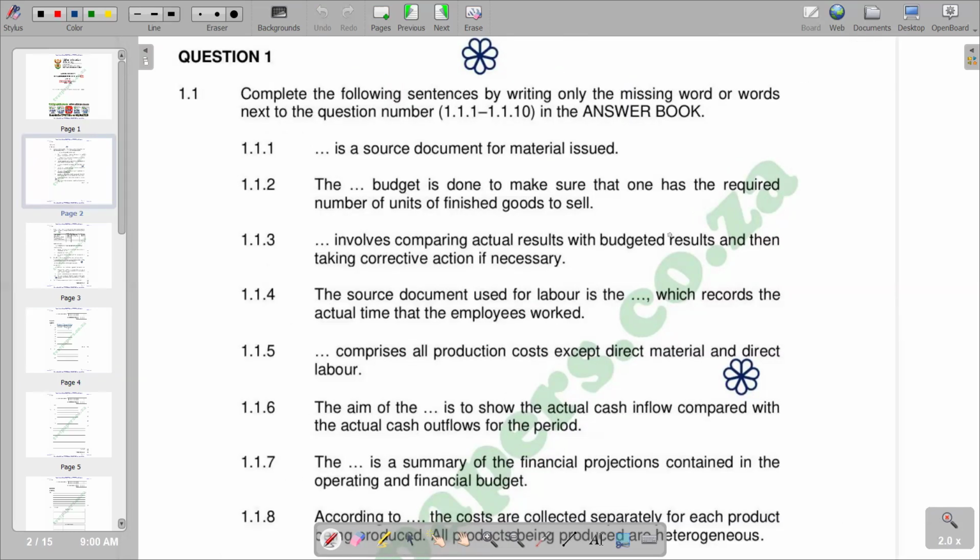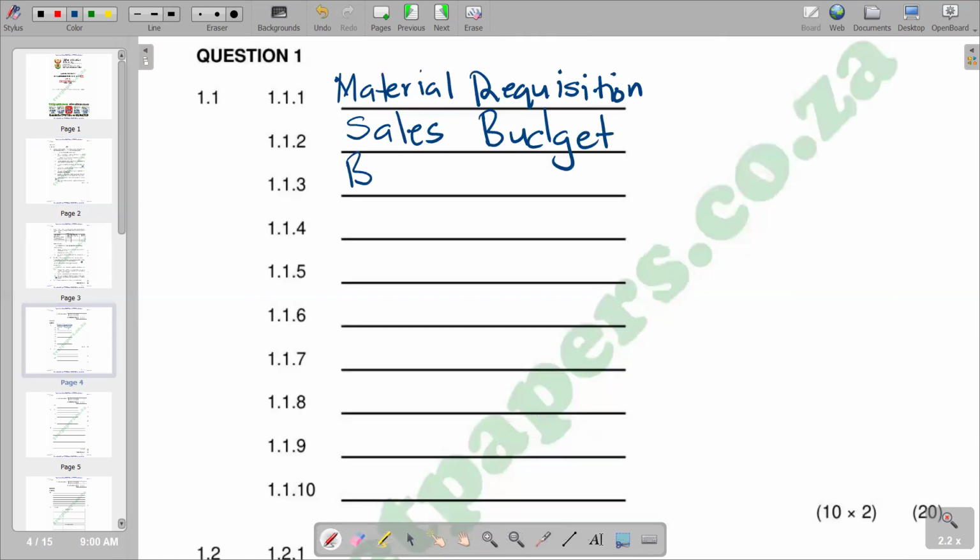We're going to go to the third question, the results, and then taking corrective action if necessary. So you see that when we compare budget and actual, that is in the process of budget control. So we are saying budget control.